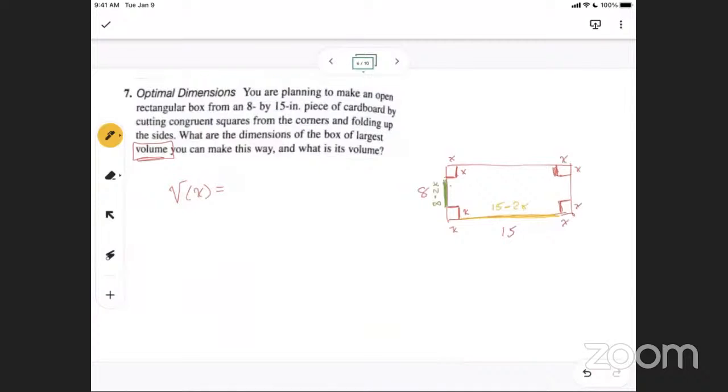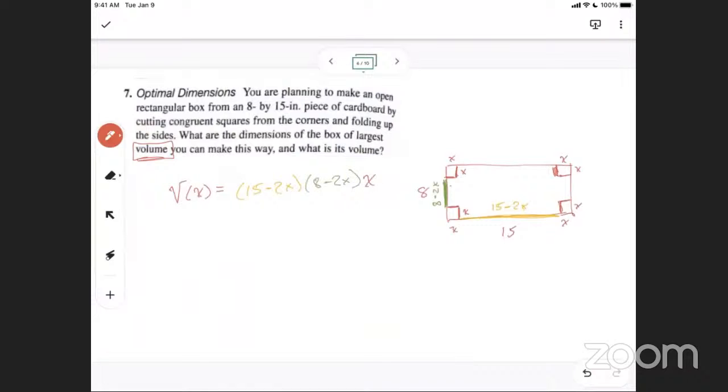I'm not sure. Look at it and think about it. So it's 15 minus 2x times, so that's one of the dimensions. Here's another one of your dimensions. And what's the height? Think about folding that box up. What's the height going to be? Would it be x? Yeah, it's just going to be x.